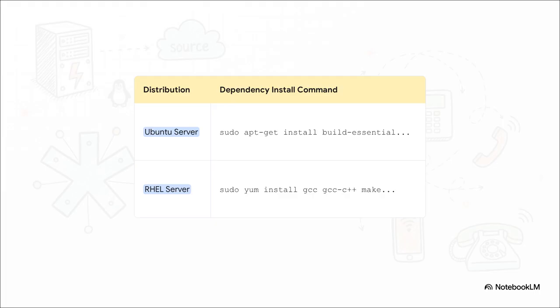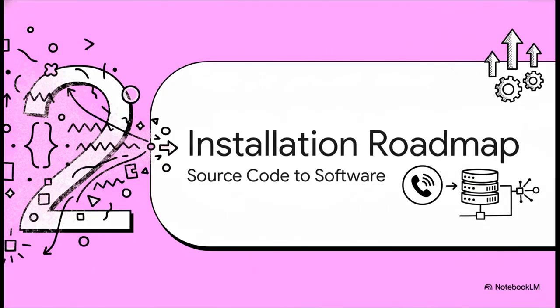Okay, these two commands are basically your one-stop shop for getting the system ready to build. We're not installing Asterisk itself just yet. This step is all about getting the dependencies, the compilers, tools, and libraries that Asterisk needs in order to compile correctly. We've got you covered whether you're on an Ubuntu-based system or a Red Hat-based one. Awesome. Our system is prepped and we are ready for the main event.